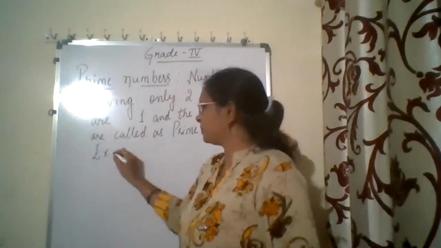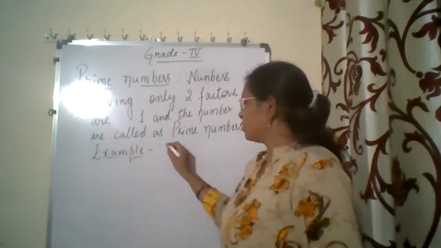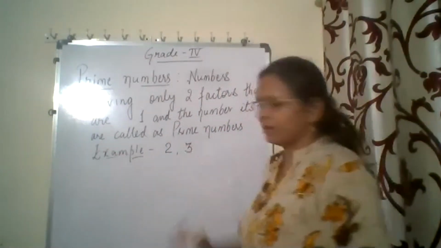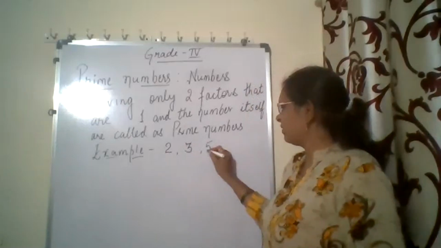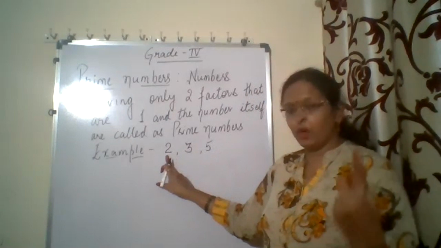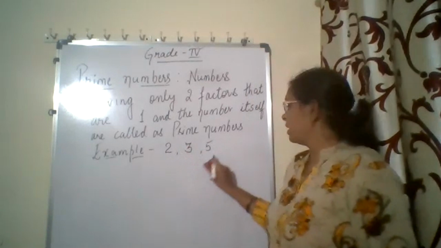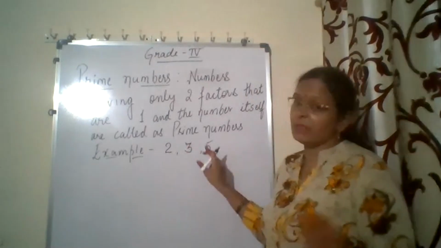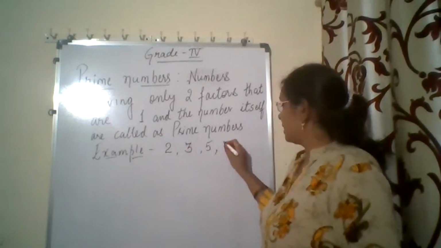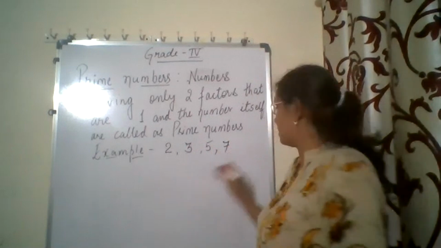Example, see, 2, 3, 5. See, 2 is divisible by either 1 or 2. 3 is divisible by 1 or 3. Similarly, 5 is also divisible by 1 or 5. 7 is also divisible by either 1 or 7, the number itself.